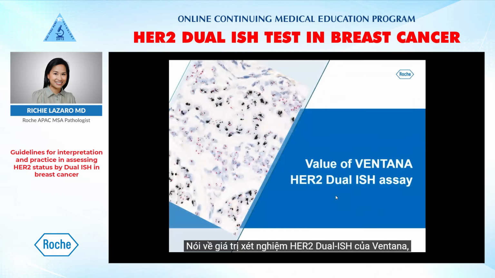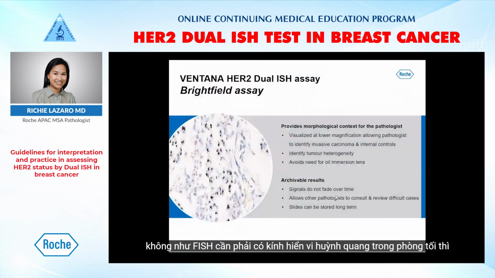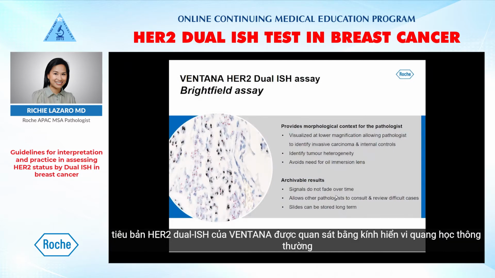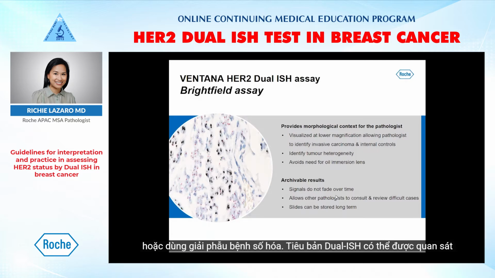Let's talk about the value of the Ventana HER2 dual ISH assay. Unlike FISH, which requires a fluorescent microscope viewed in a dark room, the Ventana HER2 dual ISH stained slide is viewed using a conventional microscope or using digital pathology.